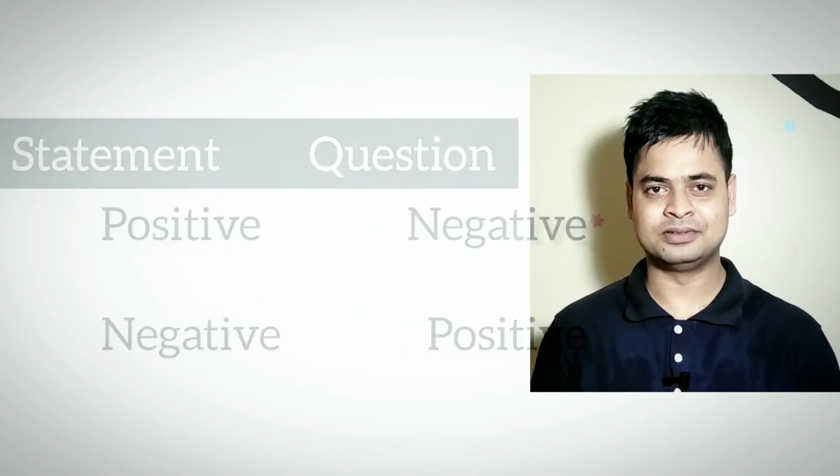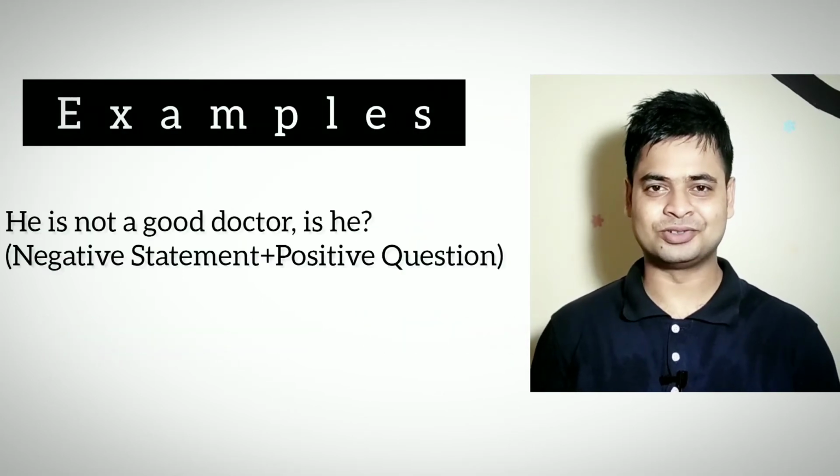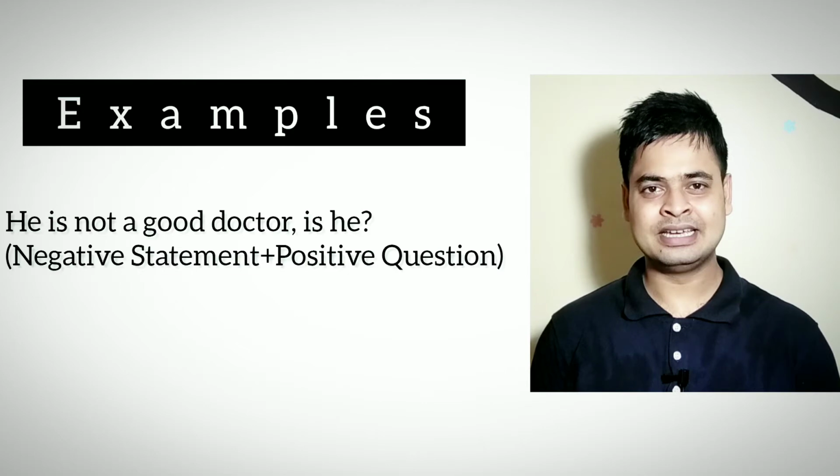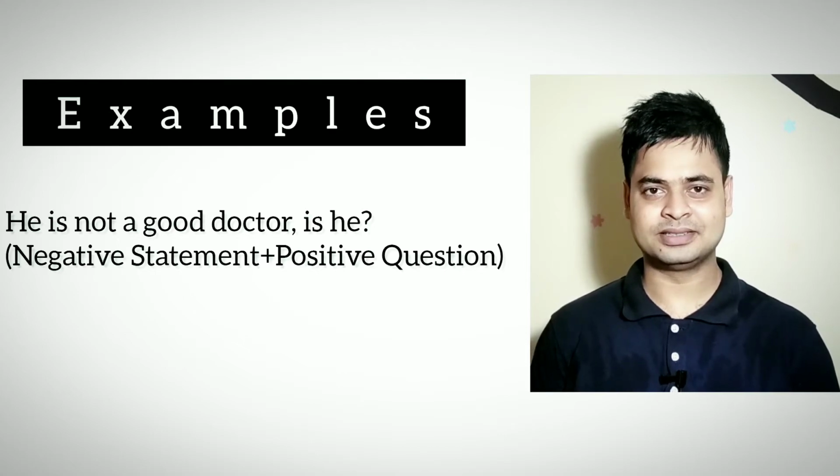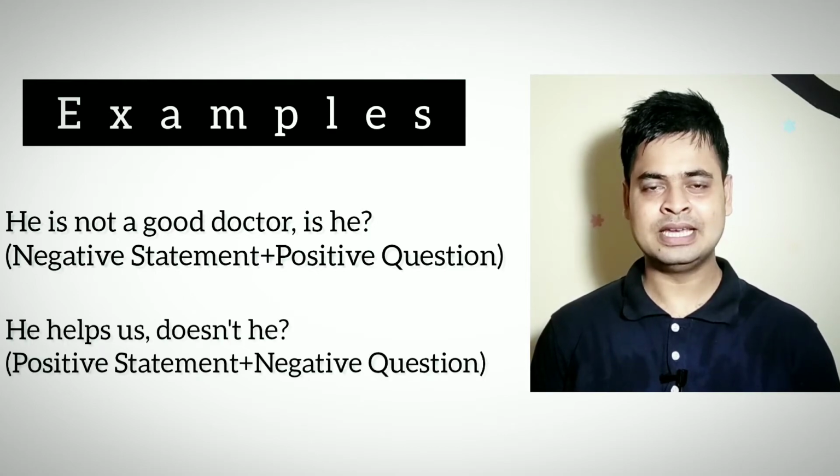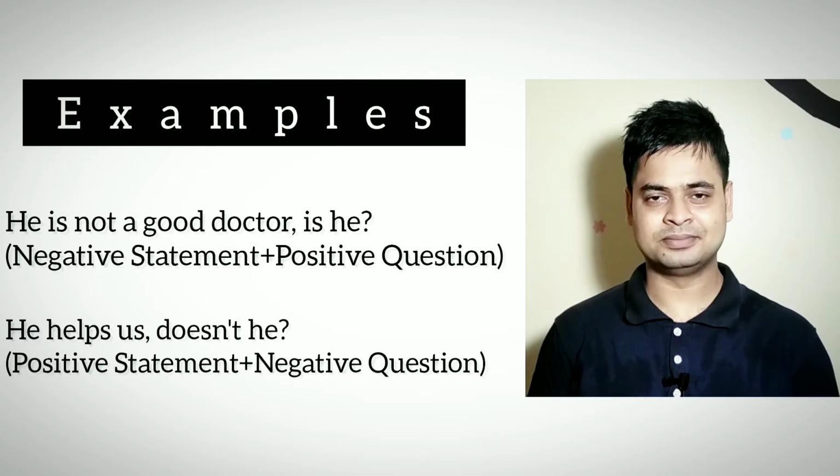For example, he's not a good doctor, is he? Here the statement is negative. That's why we have to write a positive interrogative. Another example is, he helps us, doesn't he? Here the statement is positive, and that's why we have to write a negative question.